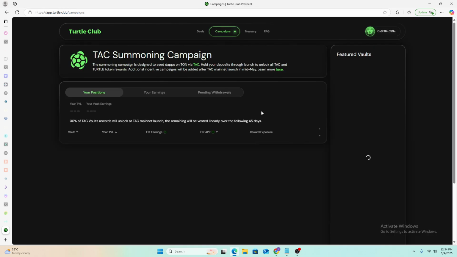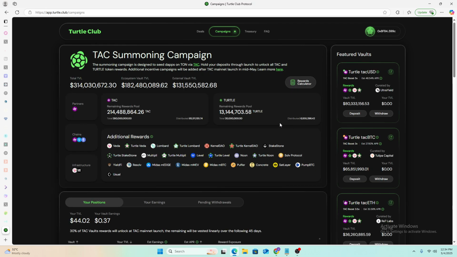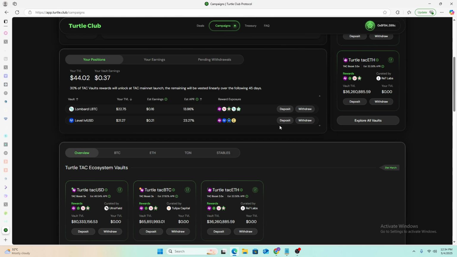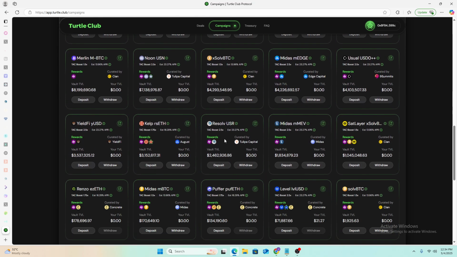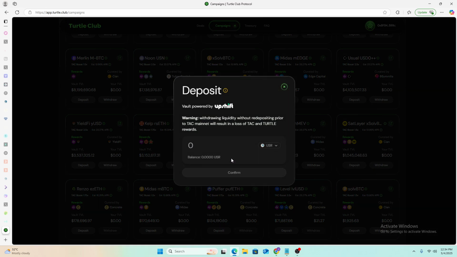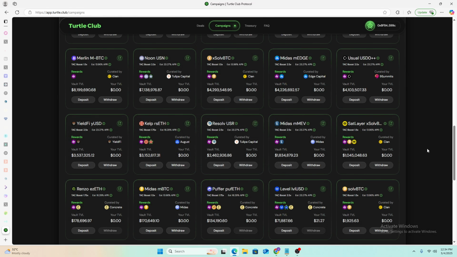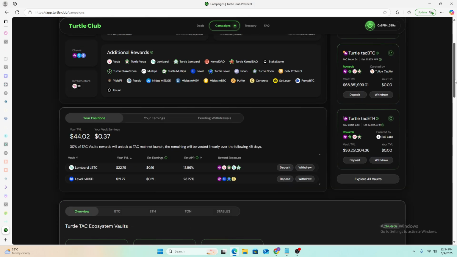Now that you have some USR on the Ethereum chain, you can just deposit it into a particular vault here. Just look for this Vault Resolve USR. Now, if you deposit into this, you'll be earning the TAC airdrop, okay, with a 2.5x multiplier, and you will also maintain earning your resolve points. So you deposit, assuming you have some USR balance, it will populate here, confirm 2 transactions once again, and that's another good strategy to consider, all involving USR.